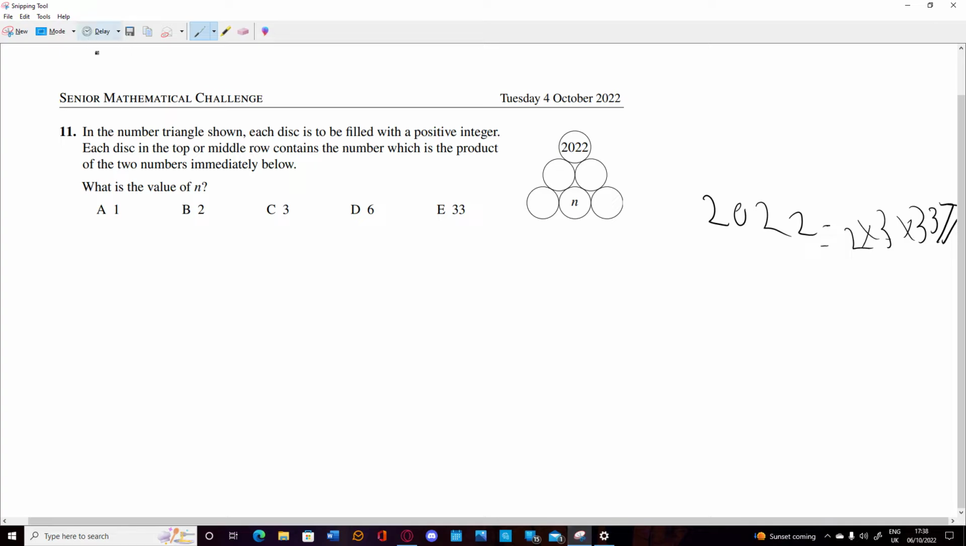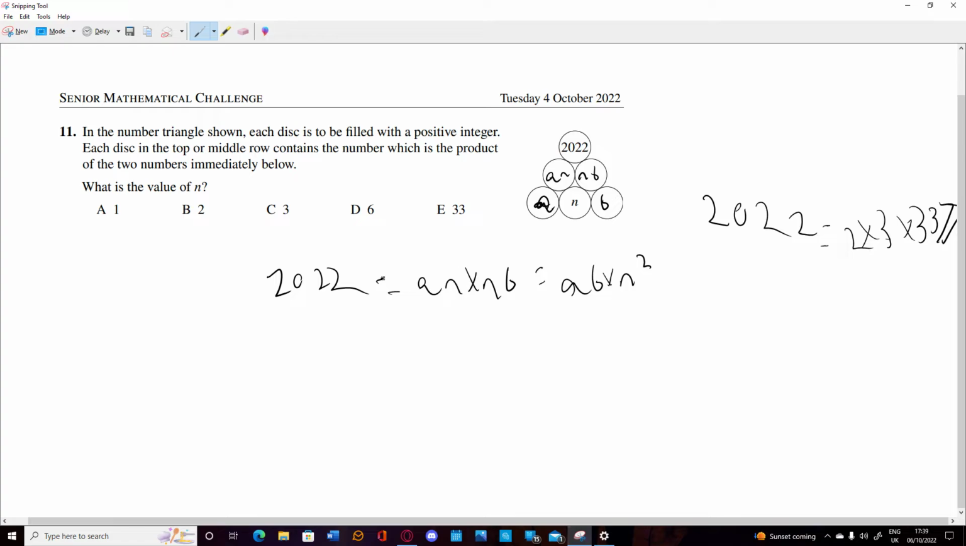In the number triangle shown, each disk is to be filled with a positive integer. Each disk in the middle or top row contains a number which is the product of the two numbers immediately below it. So what's the value of n? Let's call this A. Let's call this B. So this must be NB, this must be AN. Hence 2022 is equal to AN times NB, which is equal to AB n squared.